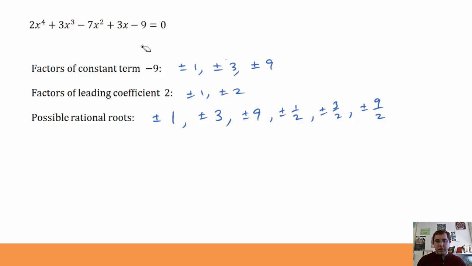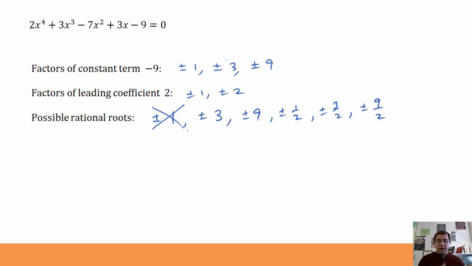Negative 1 is also pretty easy to try, as long as I remember that negative 1 to an even power is positive, negative 1 to an odd power is negative. That would be 2 minus 3, that's negative 1, minus 7 is negative 8, minus 3 is negative 11, minus 9 is negative 20, and that's not 0. So I've ruled out 1 and negative 1.